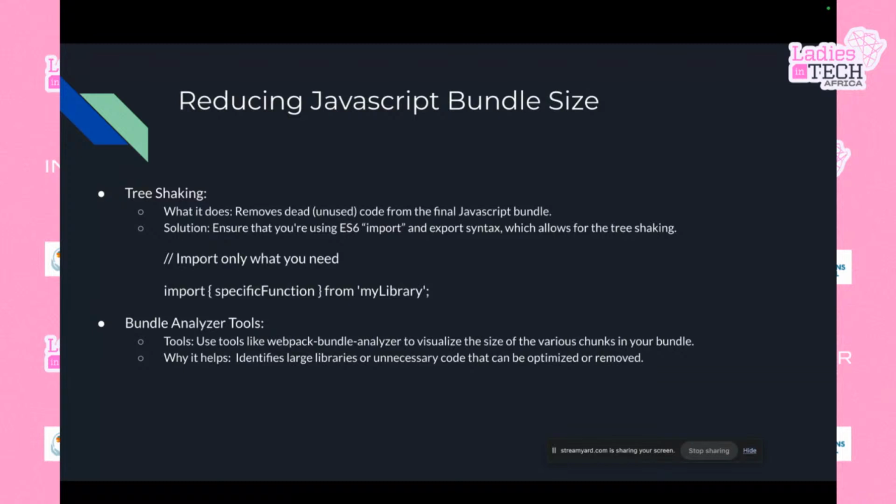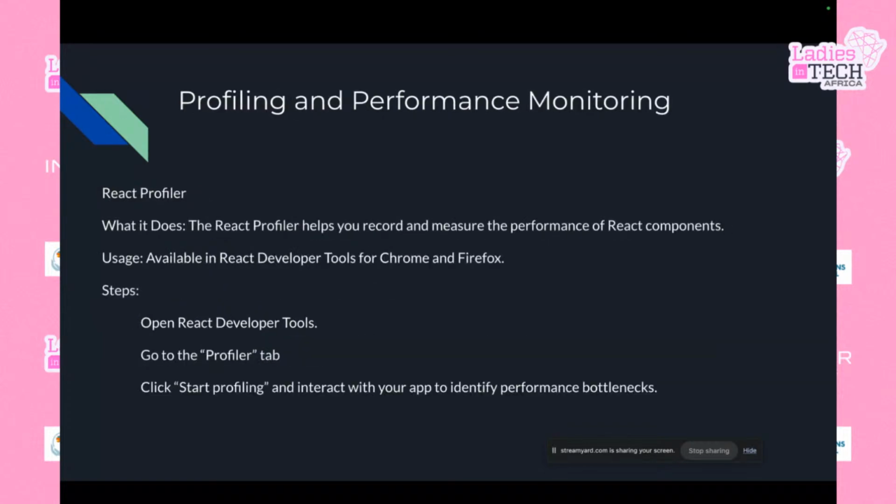So it says use tools like Webpack Bundle Analyzer to visualize the size and the various chunks in your bundle. Why it helps is that it identifies large libraries or unnecessary code that can be optimized or removed. Can we understand that these two things are performing the same operation? Okay, let's move on to the next part.